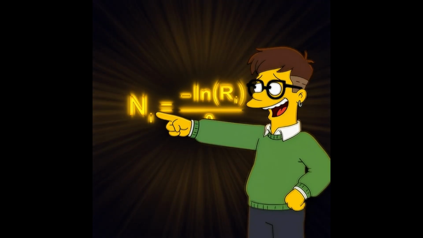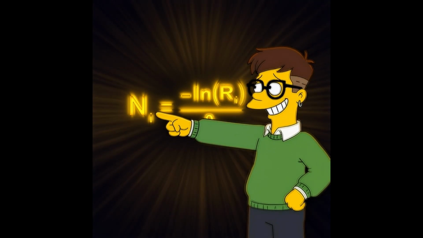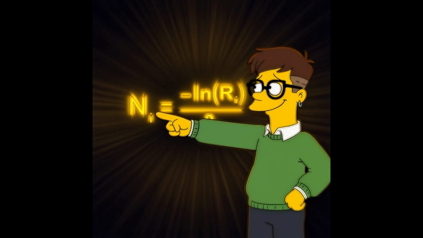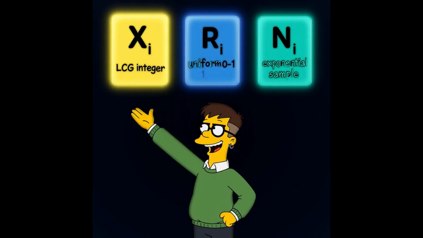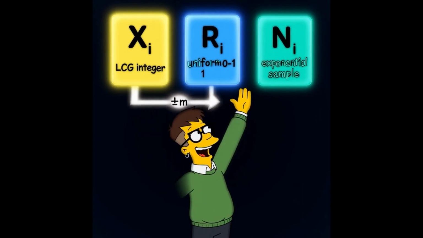Step 5. Apply the simplification. Ni = -log(Ri) / λ. This is the final formula we implement in code.